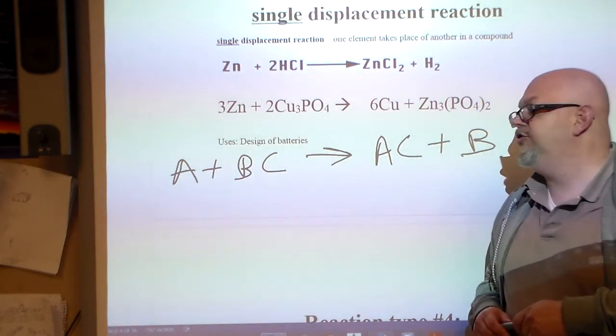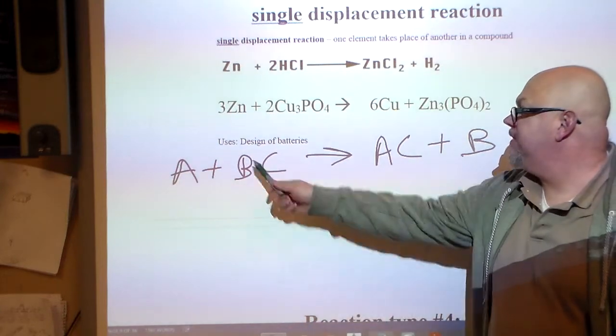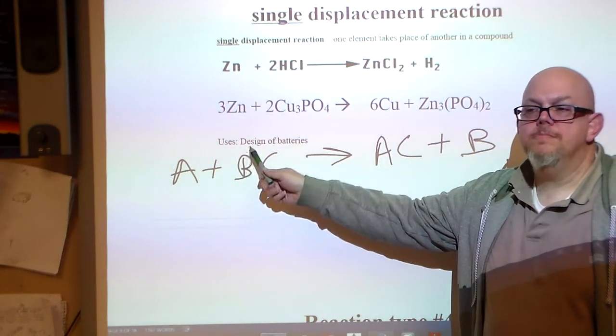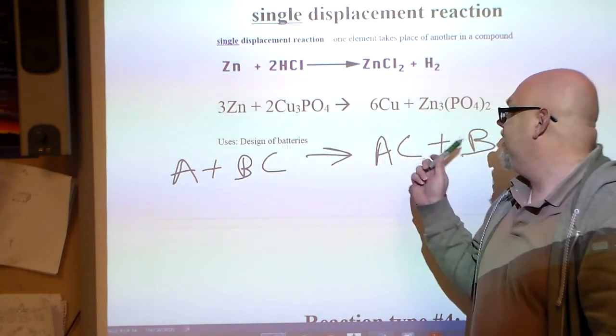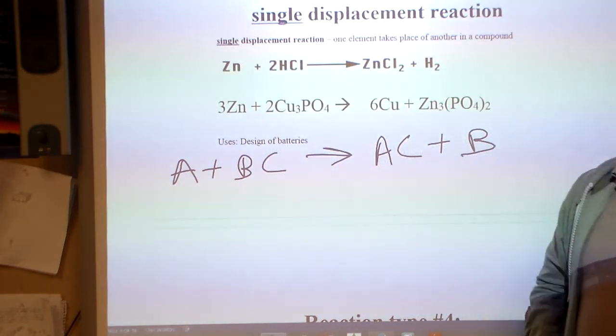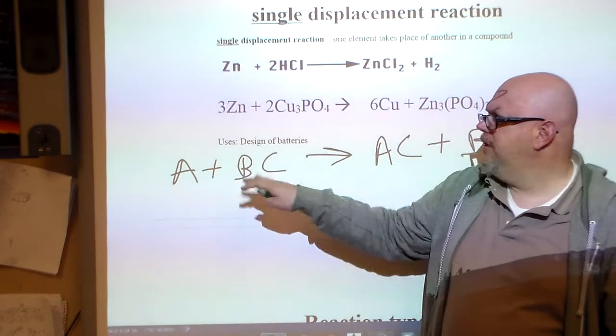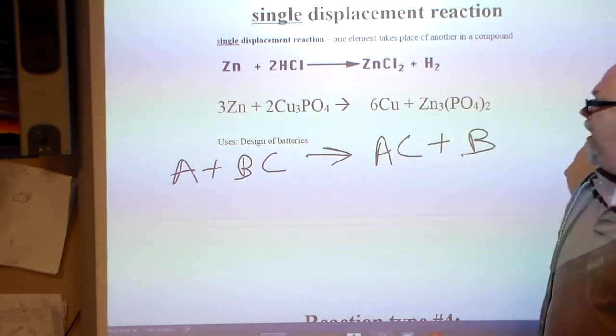One thing is being displaced. What is being displaced? B. B is the one displaced. It is kicked out, if you will, away from the C compound.